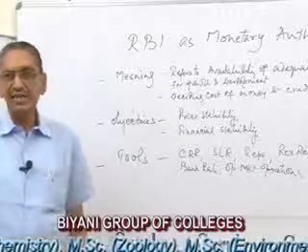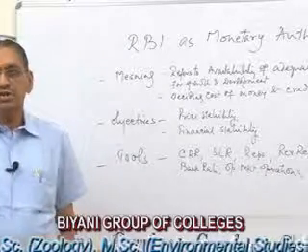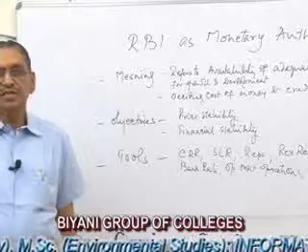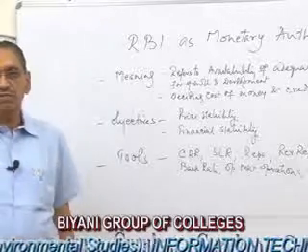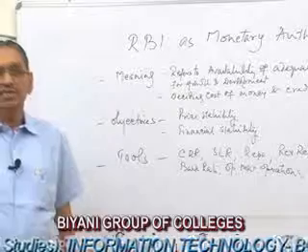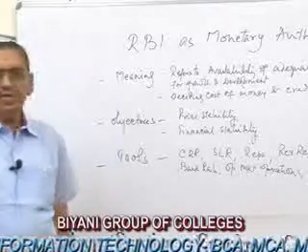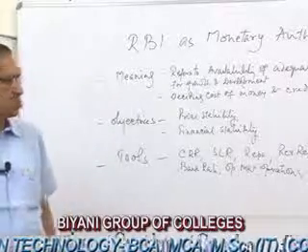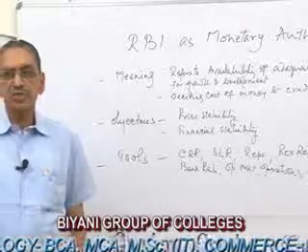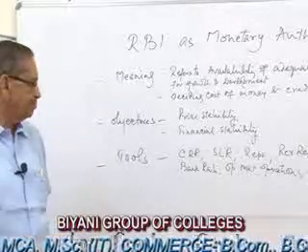The next is SLR, which is known as statutory liquidity ratio. Each bank is required to maintain 23% of its total time and demand liabilities in the form of government and government approved securities. This is also a statutory provision as per section 24 of the Banking Regulation Act.